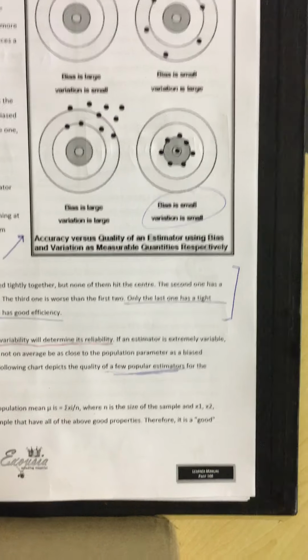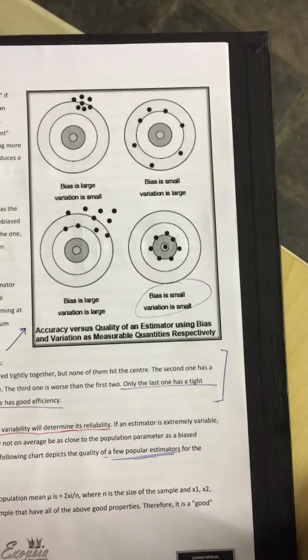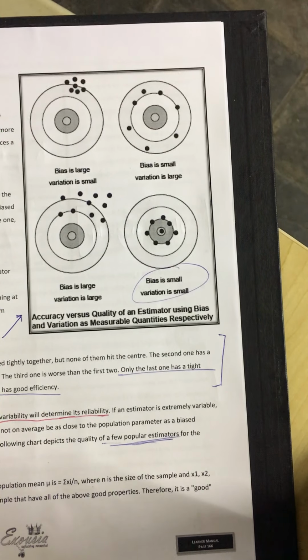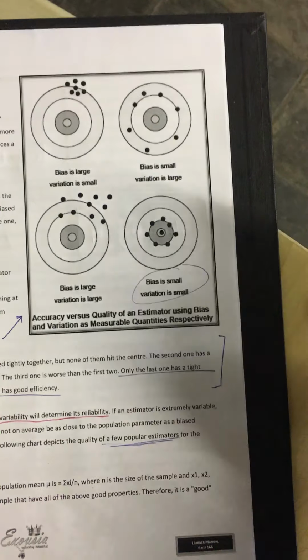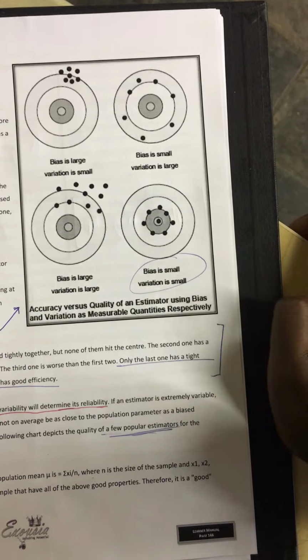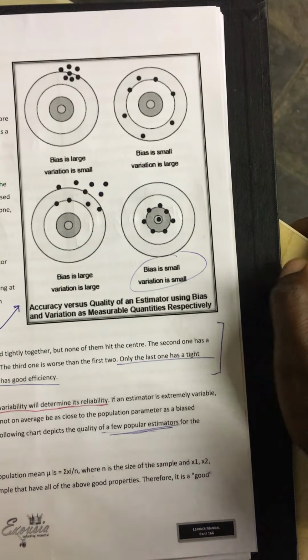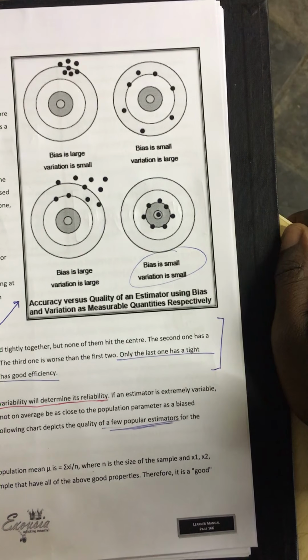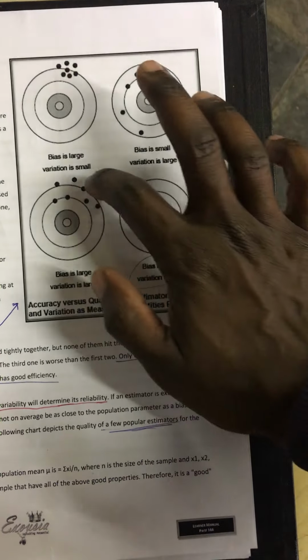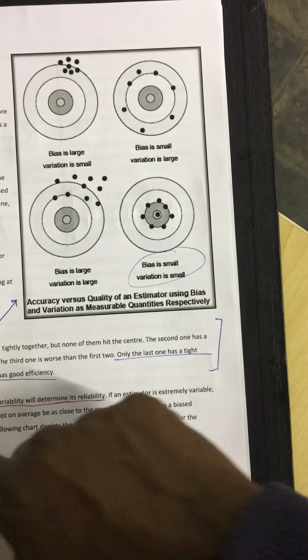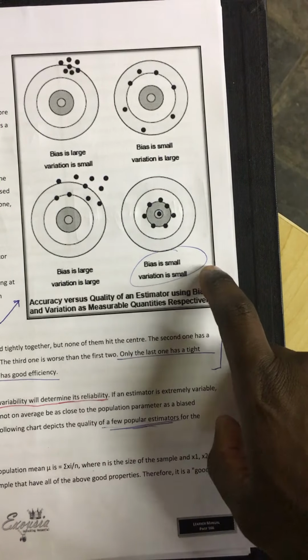So that's a dartboard, as you can see. Each dartboard has several examples. The first one has all its shots clustered tightly together, as you can see over here, but none of them hit the center. The second one has a large spread, but around the center. The third one is worse than the first two, because you can see everything is spread out over there. Only the last one has a tight cluster around the center, therefore has good efficiency.